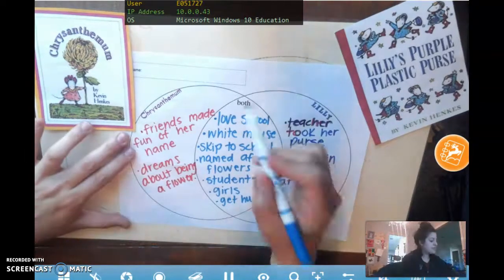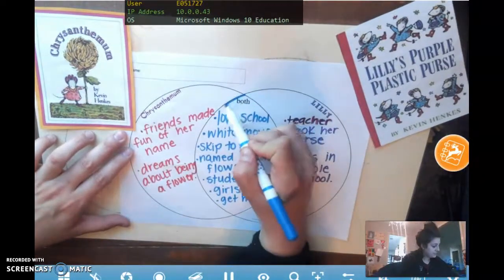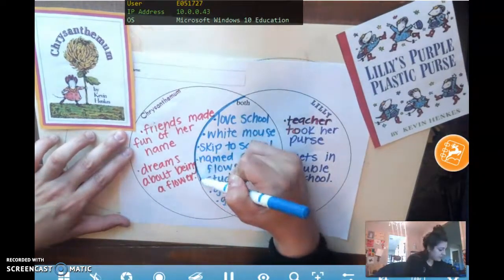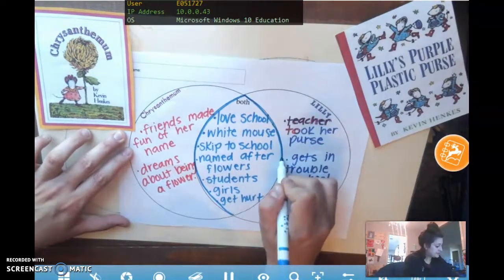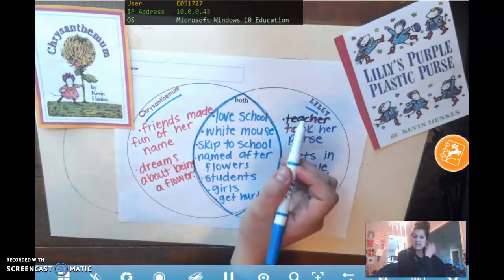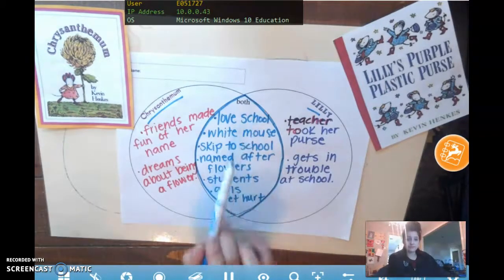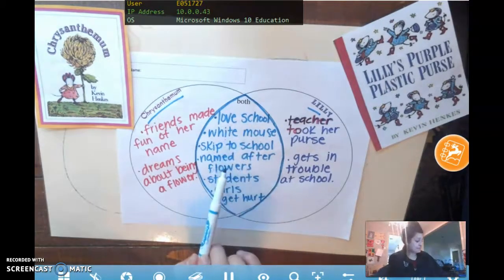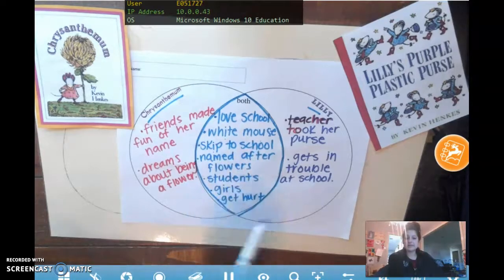so let's go back over how Chrysanthemum and Lily are the same. They both. This is the main focus of our lesson this week. How they're different? That's extra. That's the challenge for you. So they both love school. They're both white mice, white mouse. They both skip to school because they're excited.